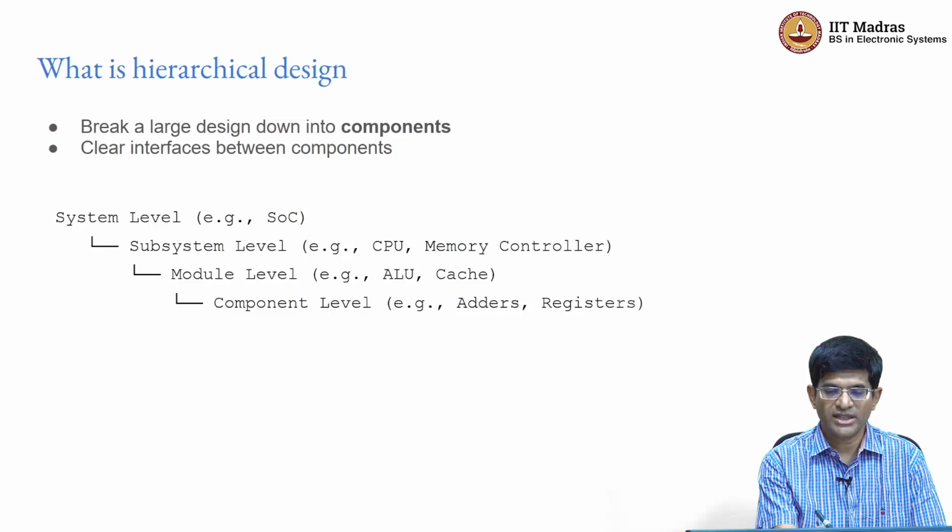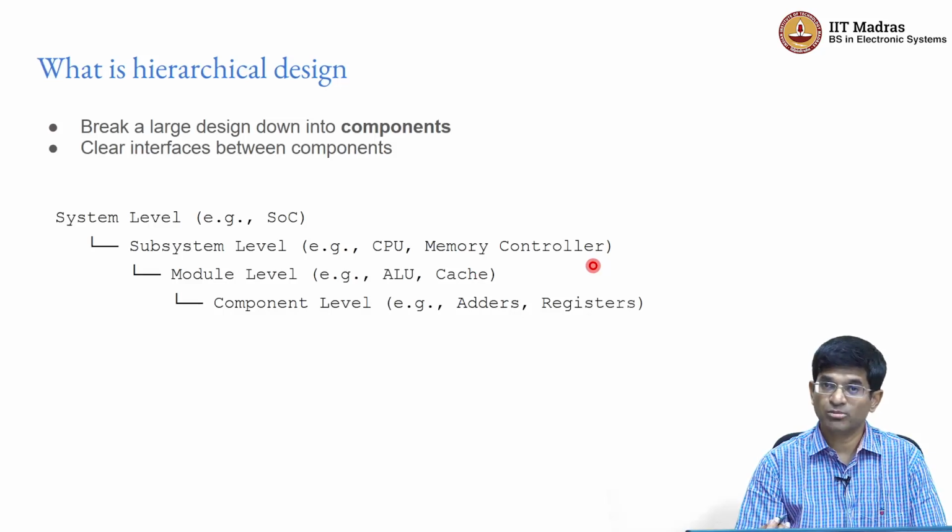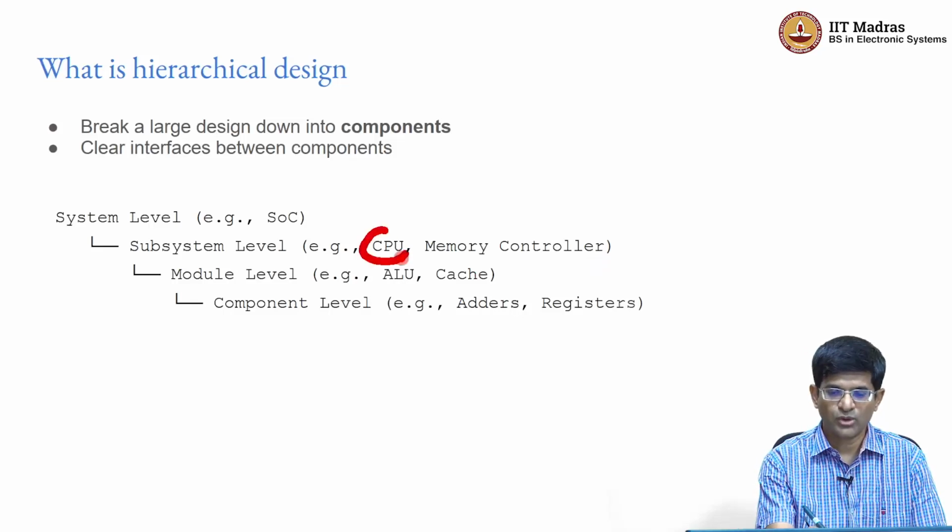Subsystems within that SoC would be, for example, the CPU, the processing unit, and the memory controller that talks to different kinds of memory and essentially schedules accesses to memory for the CPU. There could be graphics processing units, there could be peripheral communication units, all of which get integrated into a single system on chip.